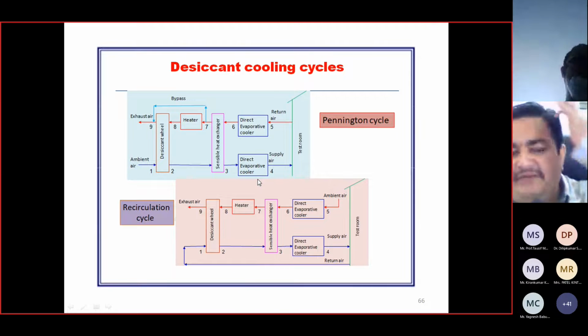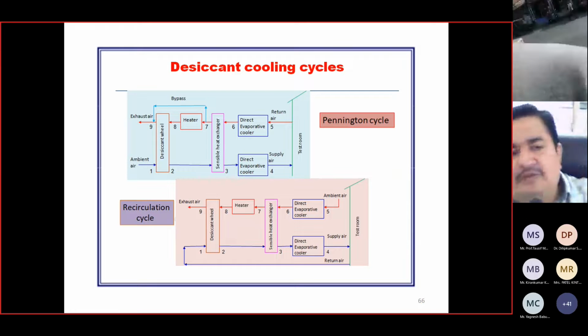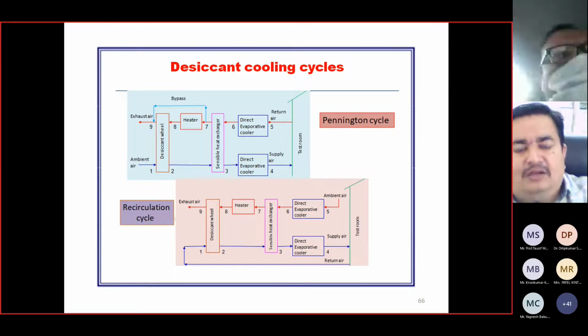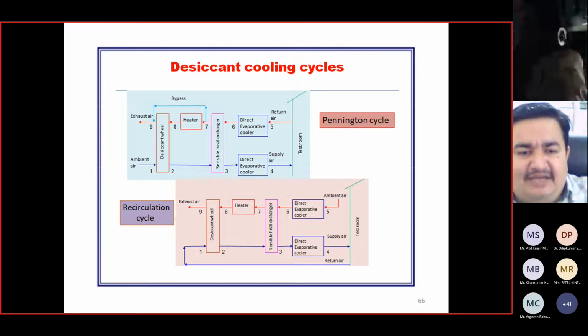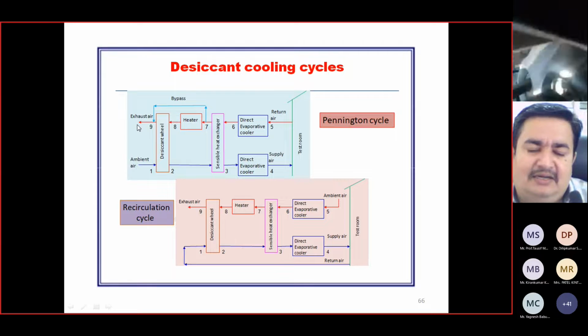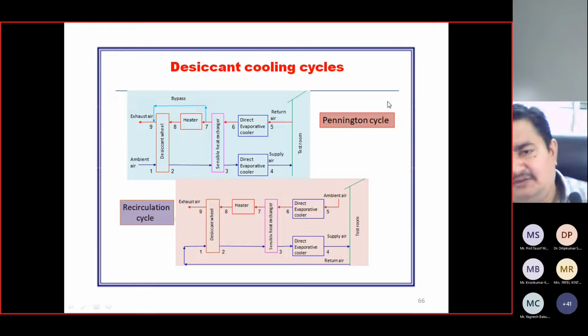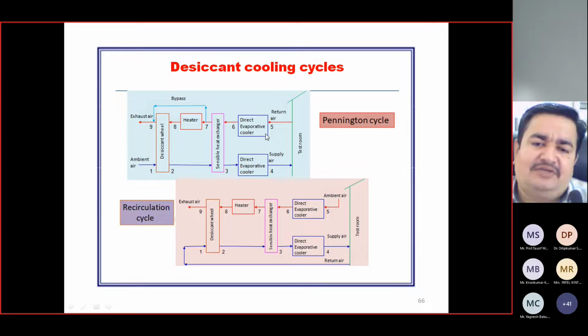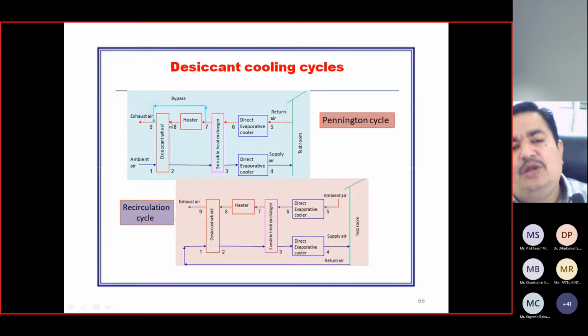There are various desiccant cooling cycles based on which configuration is to be made. Pennington cycle, open air source. You can take air from ambient and exhaust it to the ambient. A scientist named Pennington first invented this cycle for the desiccant cooling system, and direct evaporative coolers are used here. Some of the air after passing through the sensible heat exchanger may bypass according to volume. The air flow rate may be 75-25, so some of the air may bypass.